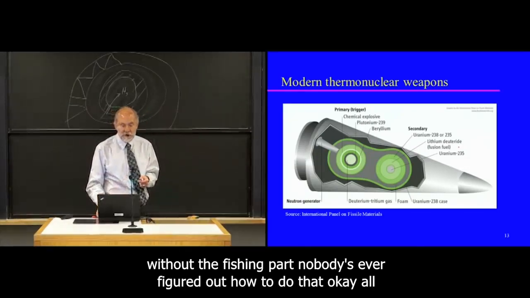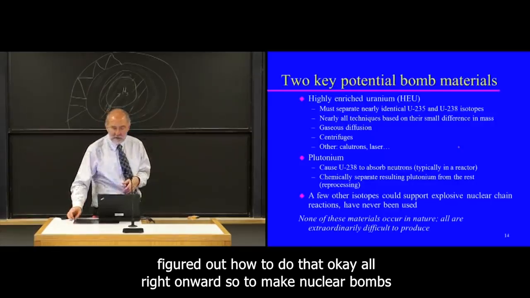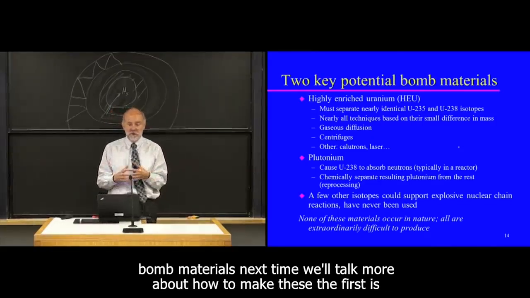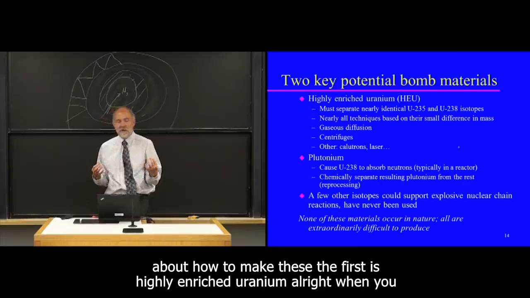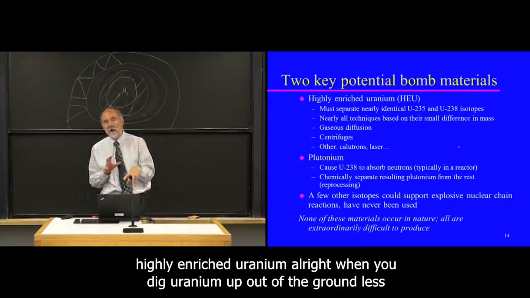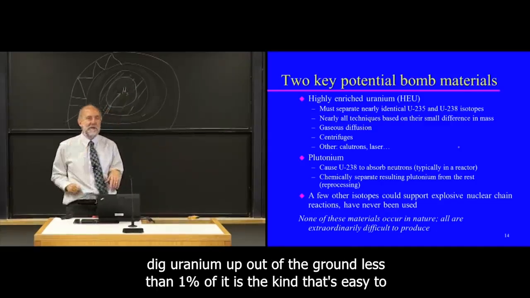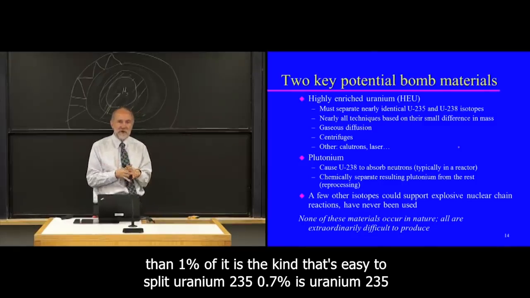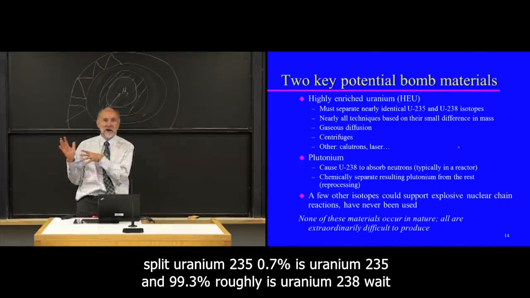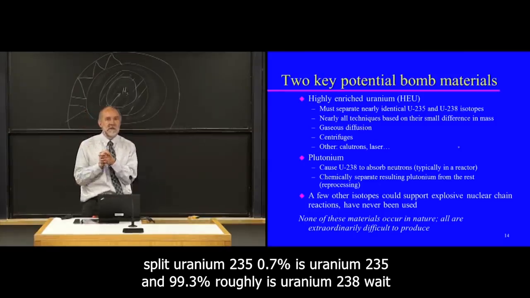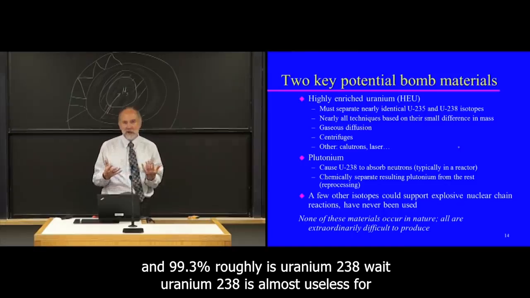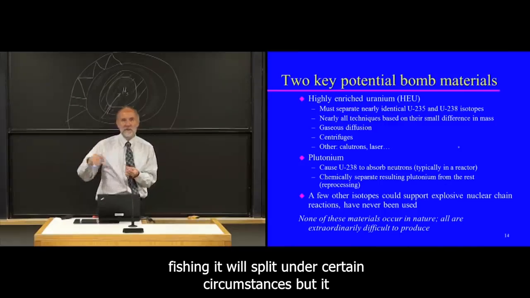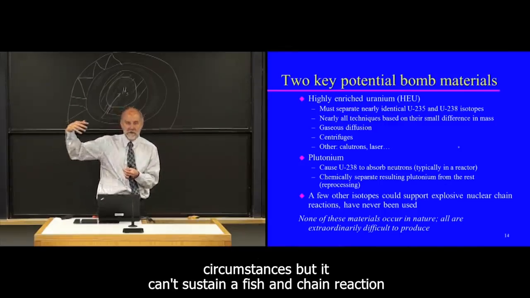Okay? All right, onward. So to make nuclear bombs, there are basically two key potential bomb materials. Next time we'll talk more about how to make these. The first is highly enriched uranium. All right? When you dig uranium up out of the ground, less than 1% of it is the kind that's easy to split, uranium-235. 0.7% is uranium-235, and 99.3% roughly is uranium-238. Uranium-238 is almost useless for fission. It will split under certain circumstances, but it can't sustain a fission chain reaction.